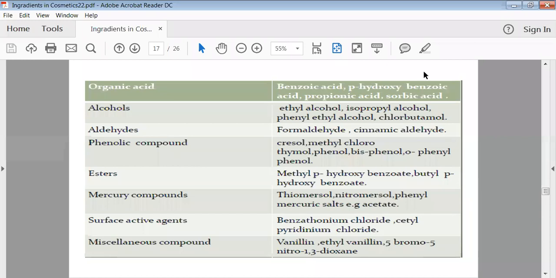So these are the various kinds of examples which we can use for the preparation of your cosmetics, like aldehydes, alcohols, phenolic compounds, esters, mercuric compounds, and so on.